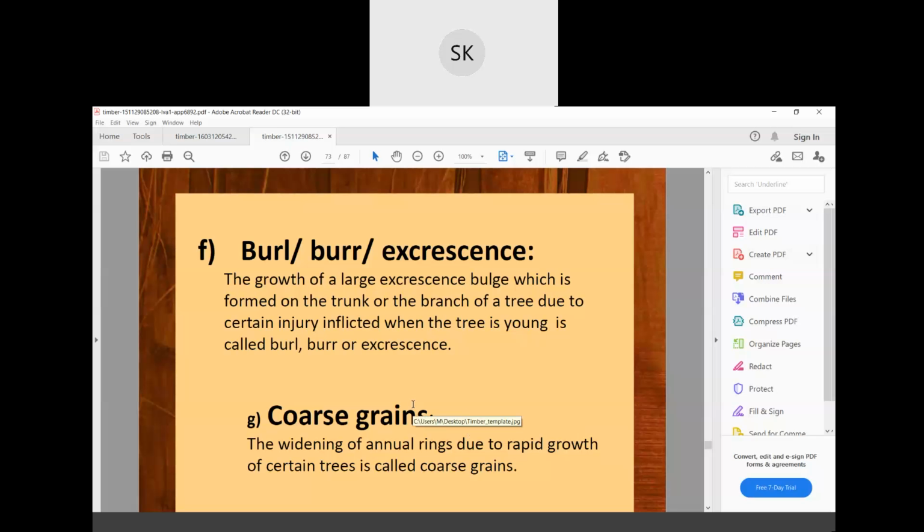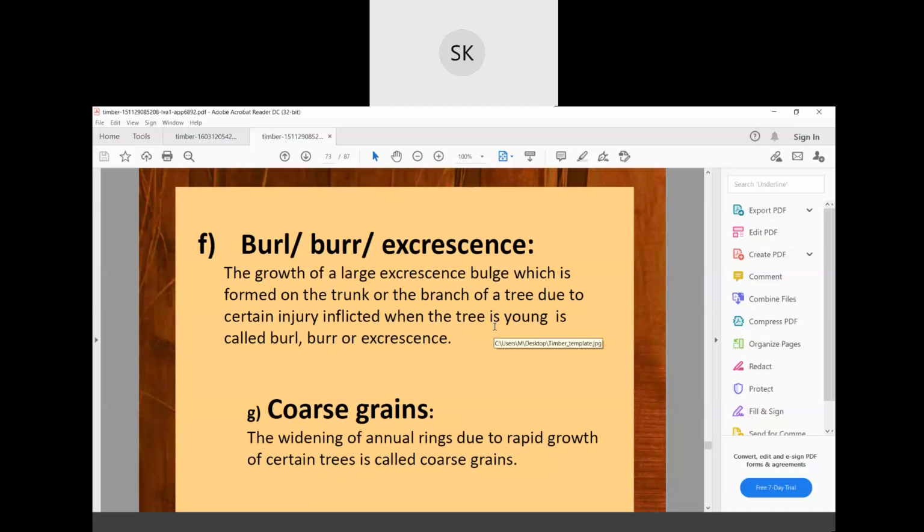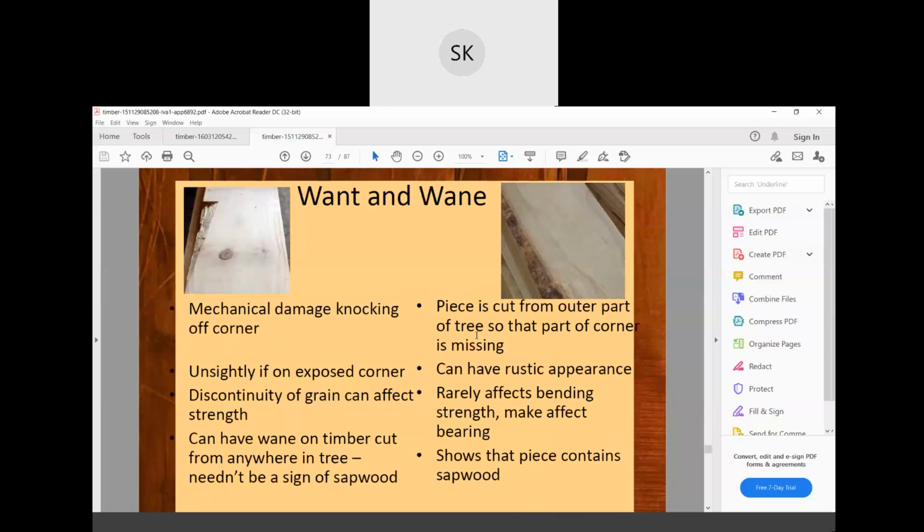Next, coarse grains. The widening of annual rings due to rapid growth of certain trees is called coarse grain. So when your rings get widened along the growth of the tree, it is known as a defect, which is known as coarse grains. And there is a term wane and want. These are the differences given.